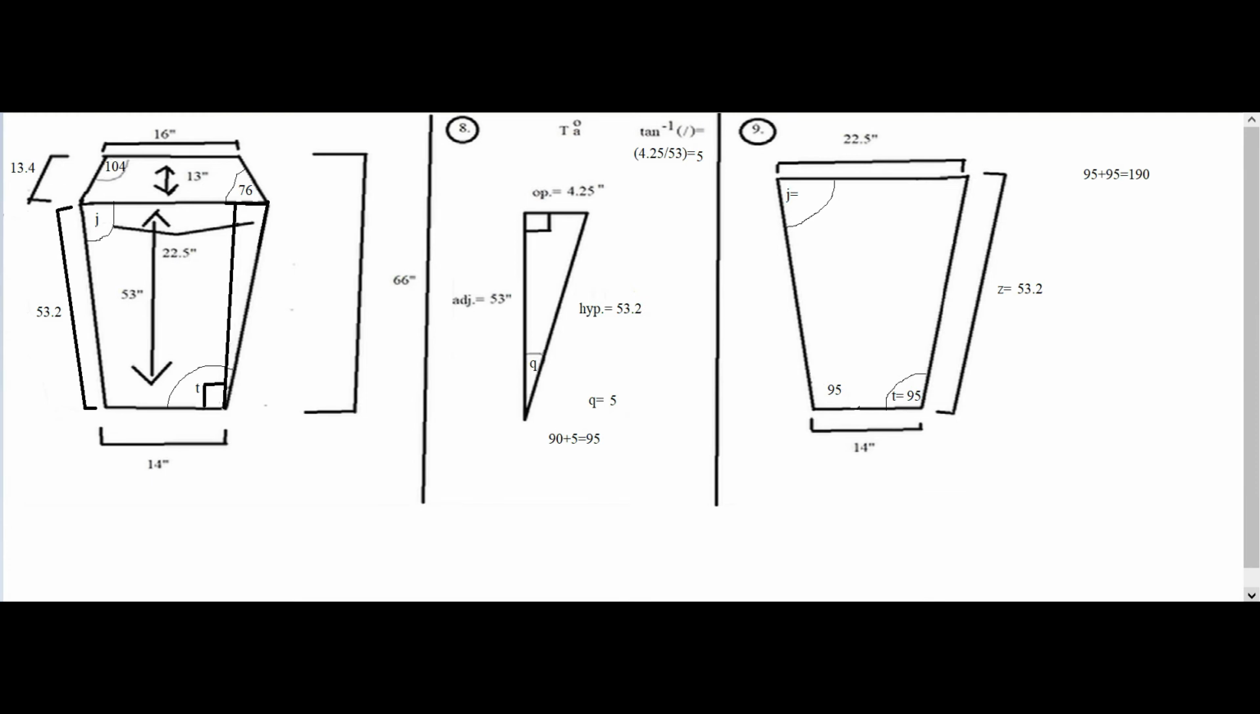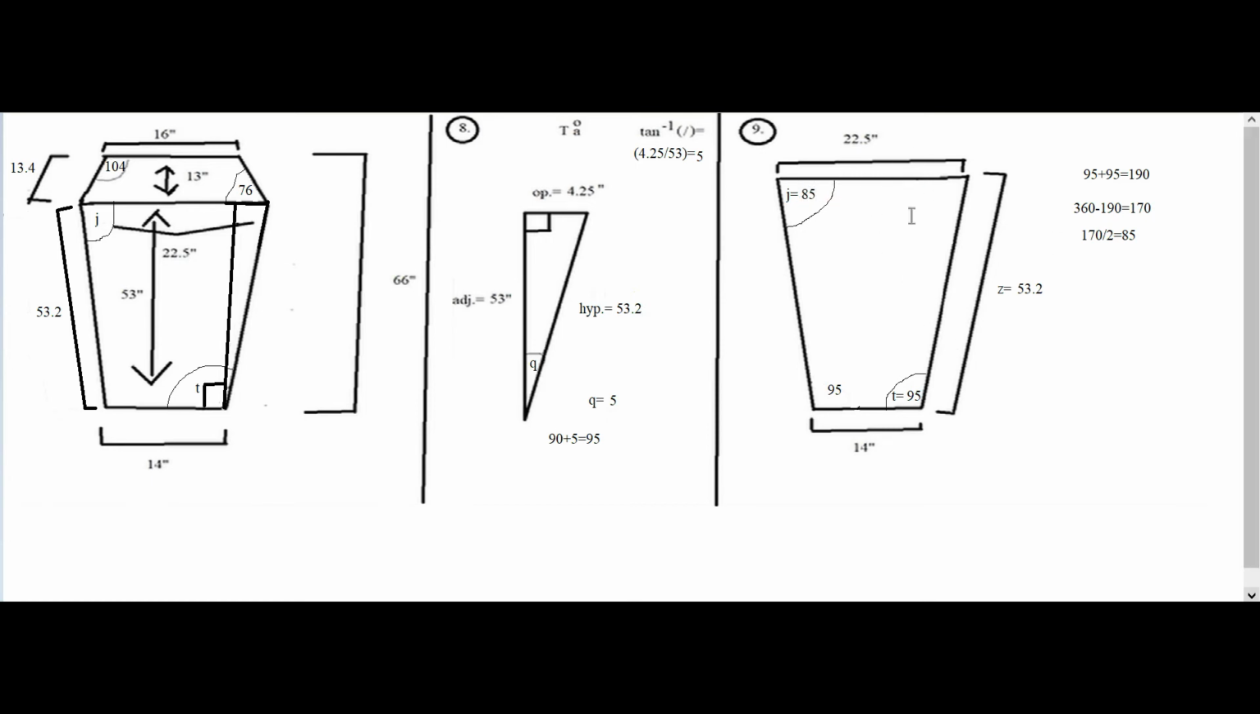Now what you're going to go ahead and do is go 360 minus 190, and you'll end up with 170. Now that you have 170, what we're going to go ahead and do is do 170 divided by 2, and you'll end up with 85. So that means angle J is 85.